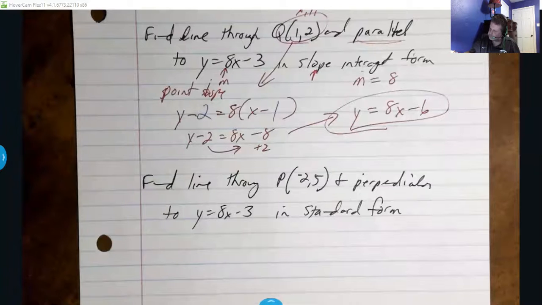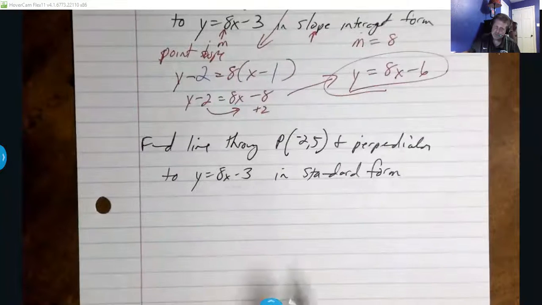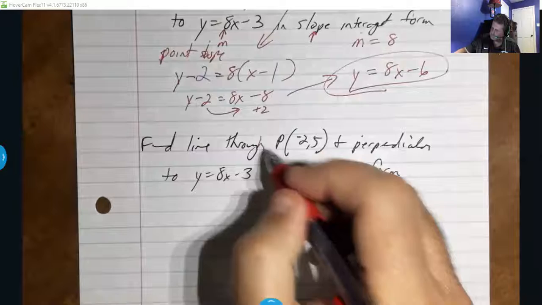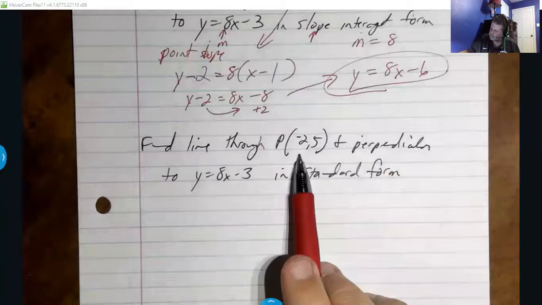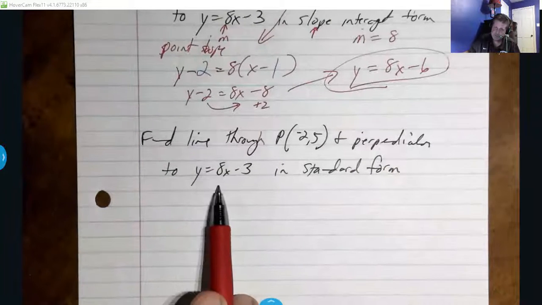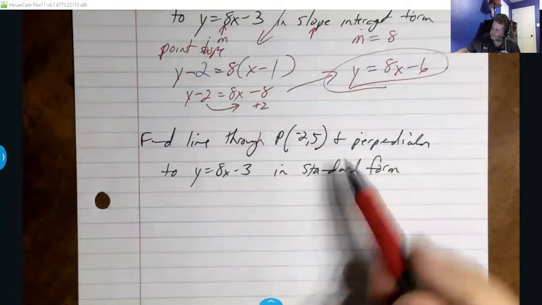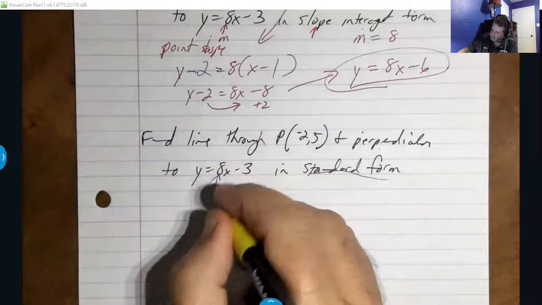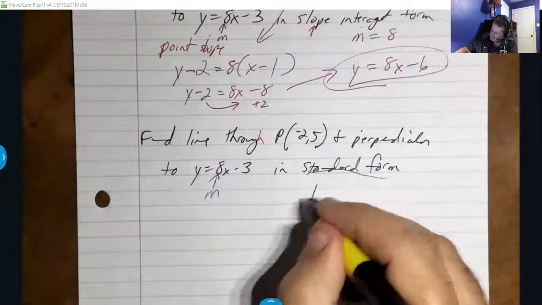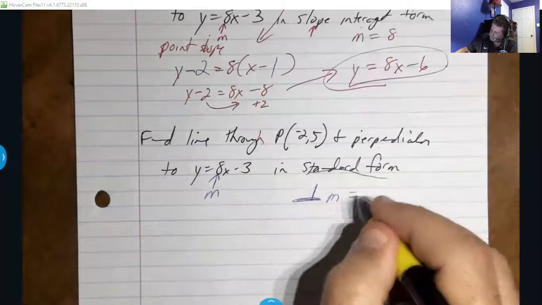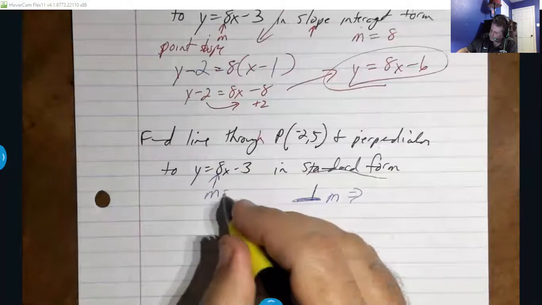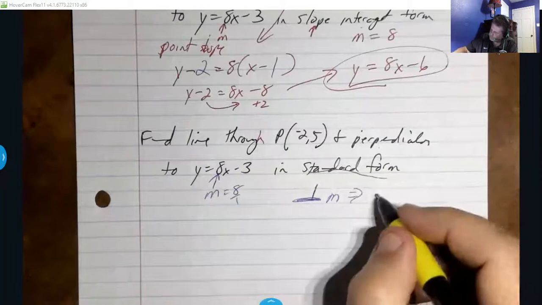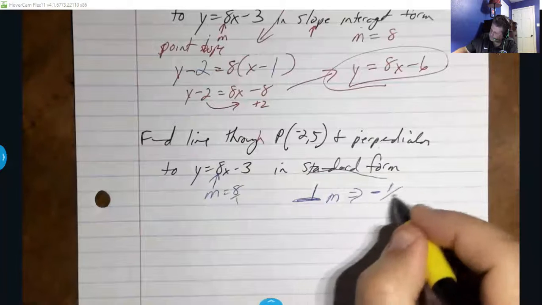All right, so last one is we're going to find a line that's going through this point and it's perpendicular to this line again. But this time we're going to put it in standard form. So remember, we said before that's my slope. So I need to know what the perpendicular slope is going to be. Well, if the slope is 8 or 8 over 1, the perpendicular slope is going to be negative 1/8.